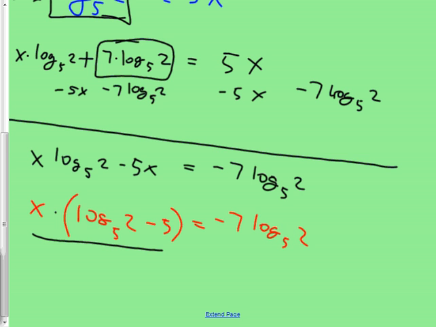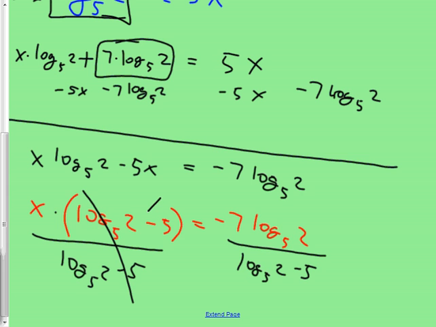Divide both sides by this part that needs to go away. Log base 5 of 2 minus 5. And now, x is alone. That was a tough one.